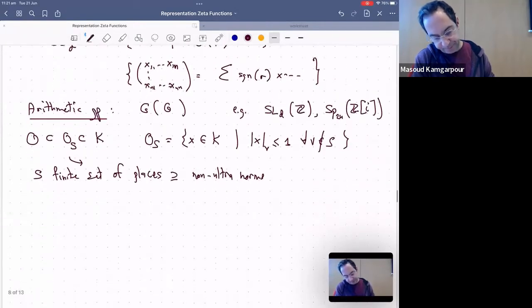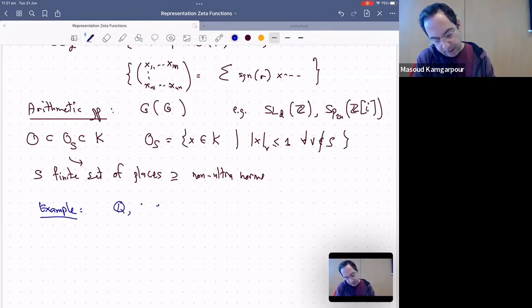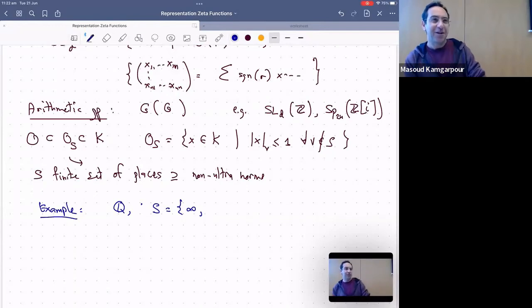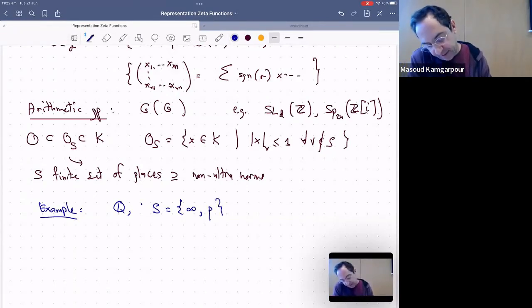So, example. I'm looking now at Q, and S is going to be the absolute value, which is usually denoted by infinity, because there's a nice story that I don't have time to tell you, but if you ask me, I will tell you. And then I'm fixing a prime p.